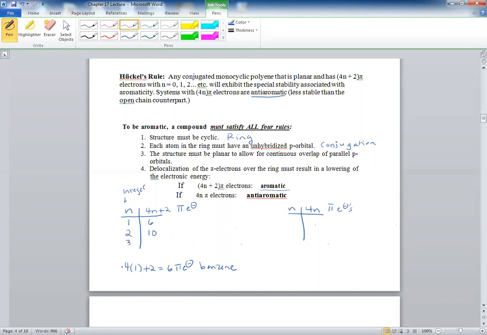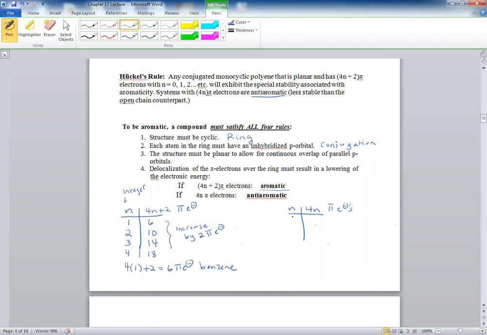If you have 3, then 4 times 3 is 12, plus 2 is 14, and so on and so forth. So if you have 4, that would be 18. So you notice here that they increase by 2. So this is your aromatic criteria. You have to have 6, 10, 14, or 18 pi electrons.